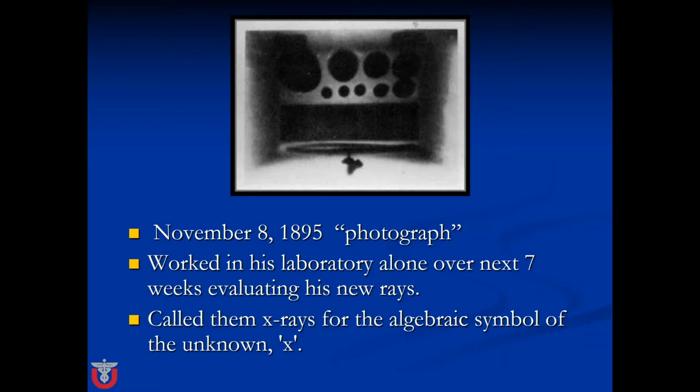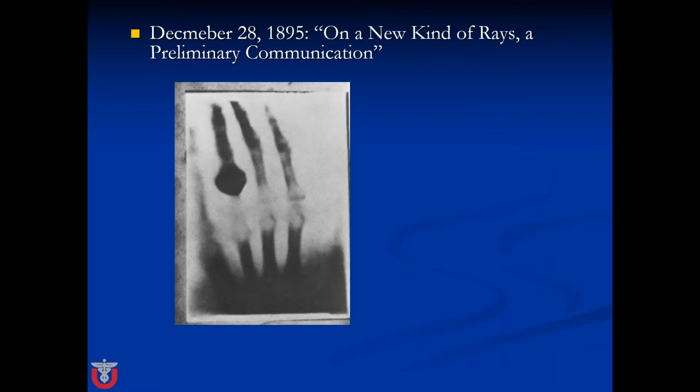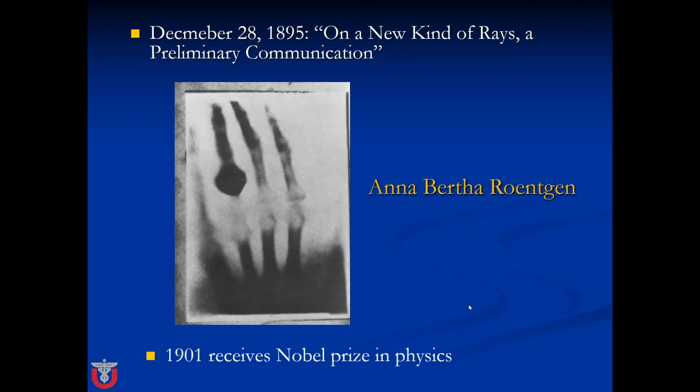So at the end of 7 weeks, he writes a paper on December 28th, 1895 on a new kind of ray. And he shows this image. And this is a really famous image in radiology. You can see it's a hand and here's a ring. And that's actually of his wife, Anna. Now, this was great for Wilhelm because he goes on to get the Nobel Prize a mere 6 years later. Not so great for Anna. Anna sees this as a vision portending her death. And she really kind of freaks out about all of this and goes into seclusion. So good for him, not so good for her.